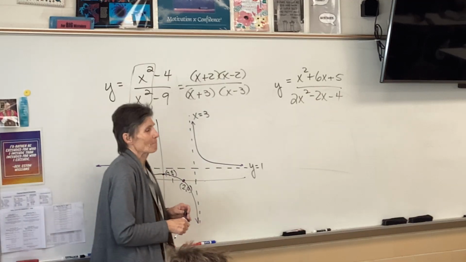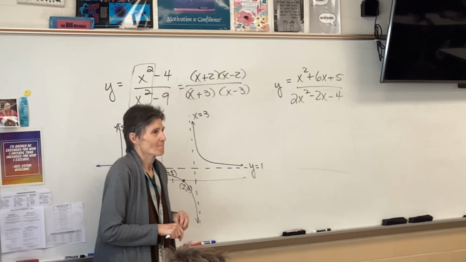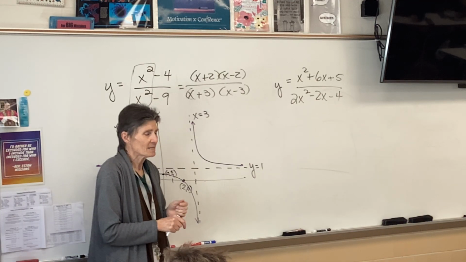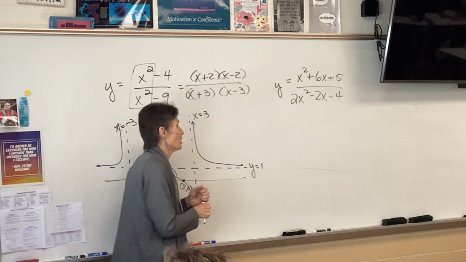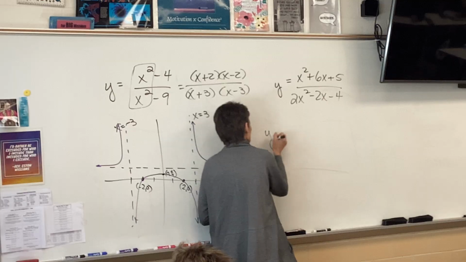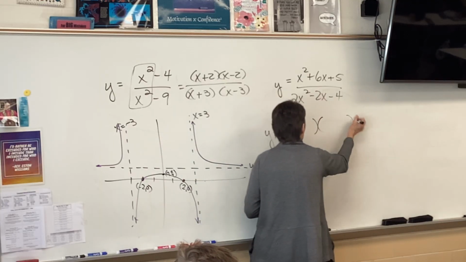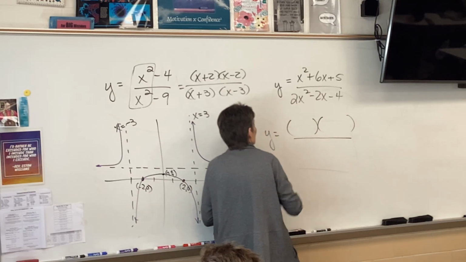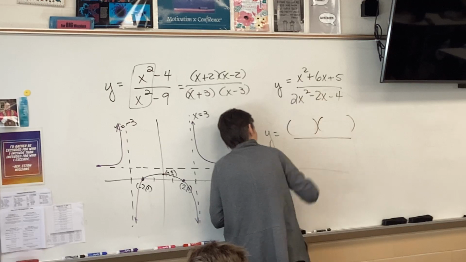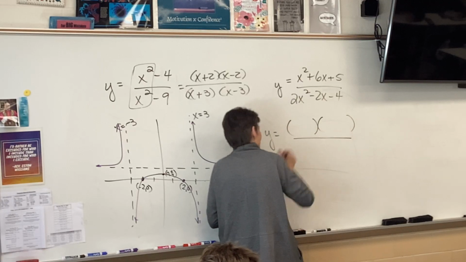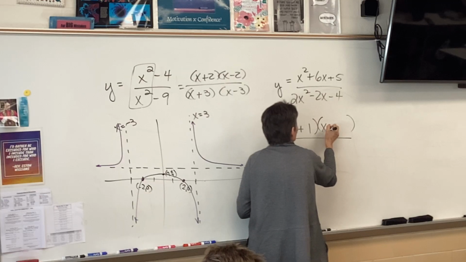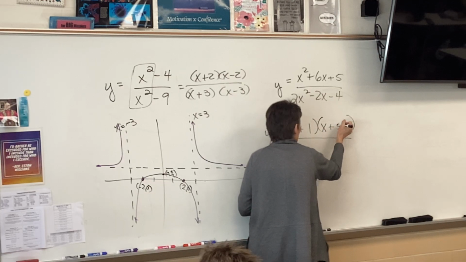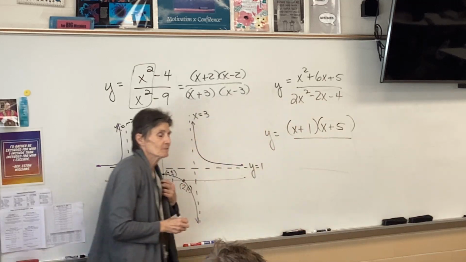What do you think? I think we have to factor, Eli says. So, Royce, can you factor the top for me? The one we're on, 2B numerator. X plus 1, X plus 5. There we go.